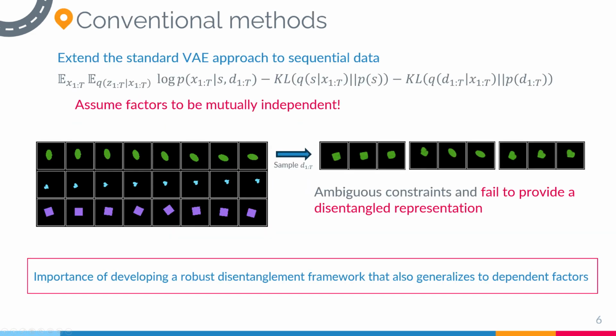To tackle sequential disentanglement, conventional methods extend the standard VAE approach to multiple latent vectors. However, their main limitation is that they often assume the factors to be independent, which may not hold even in simple cases, such as rotating shapes with different orders of rotational symmetry. By imposing conflicting constraints, these models fail to provide a proper disentangled representation, highlighting the need for a more robust disentanglement framework that can handle dependent factors as well.